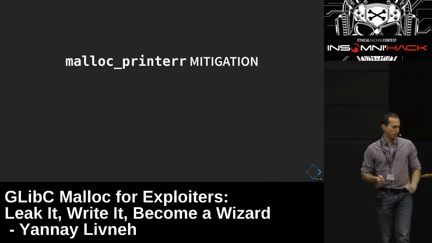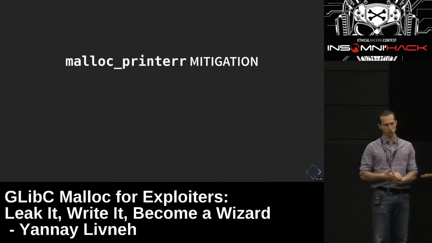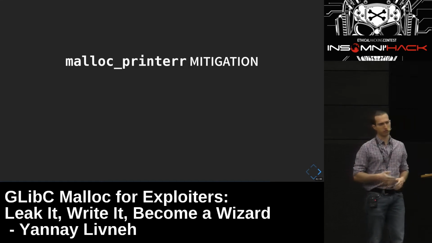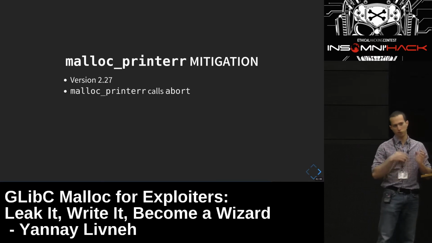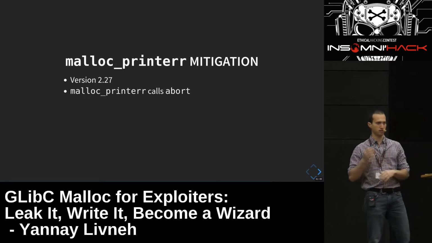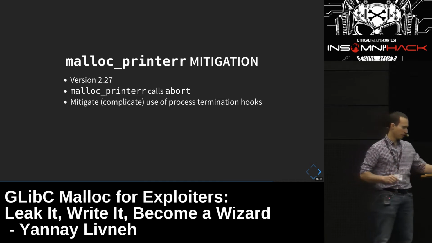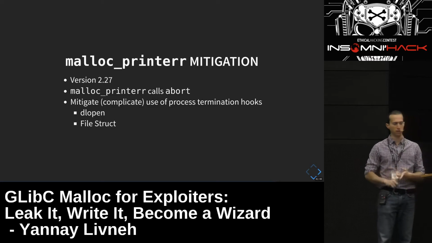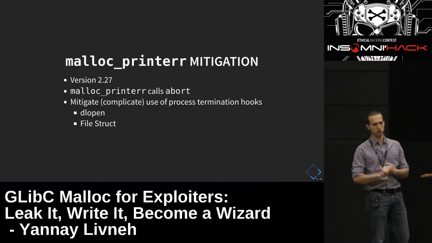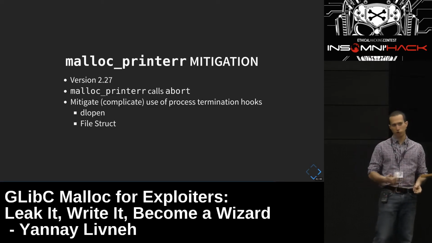So yeah, one thing: I don't know when it was released, but in the last version of GLibC Malloc, 2.27, there is a mitigation to print an error, and it just calls abort. It doesn't print a backtrace, it doesn't flush the files, nothing. So all the process termination hooks we were talking about, the DL open, the file struct, are not relevant in this last version, so it complicates exploitation.